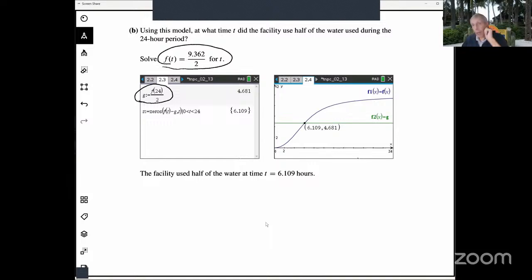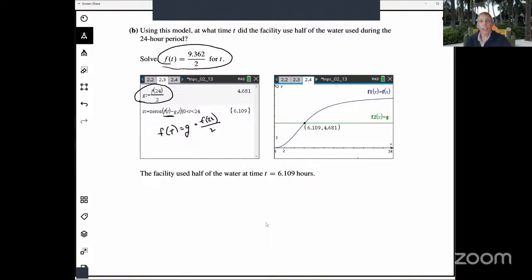Now, there are a couple of different functions that I could use on the TI-Nspire. Tom knows that I like to use the function zeros. So I'm going to find where f of t minus g is equal to 0. So I'm actually solving this expression, f of t equal to g, which is my f of 24 divided by 2.